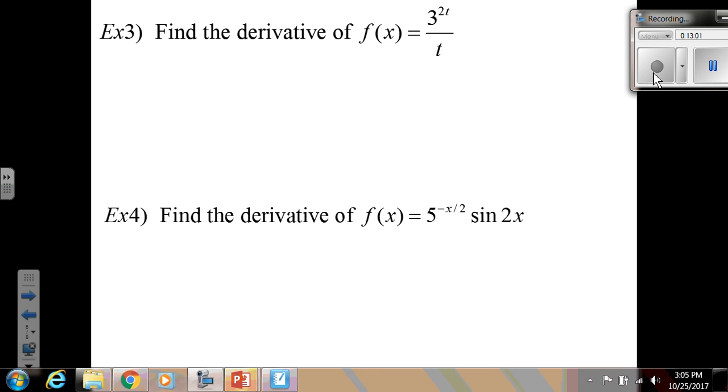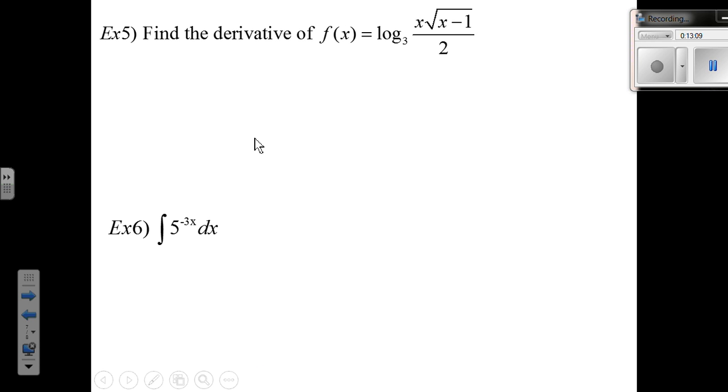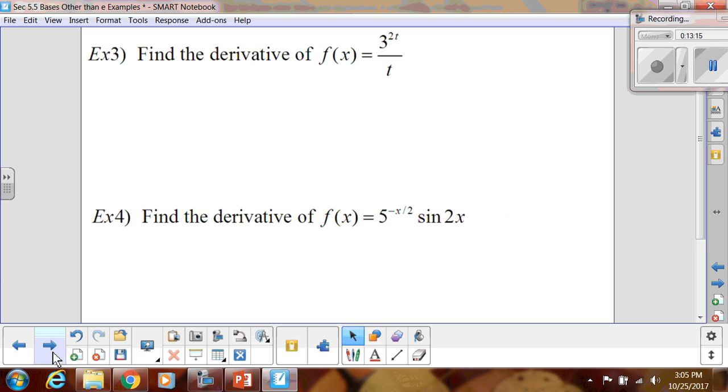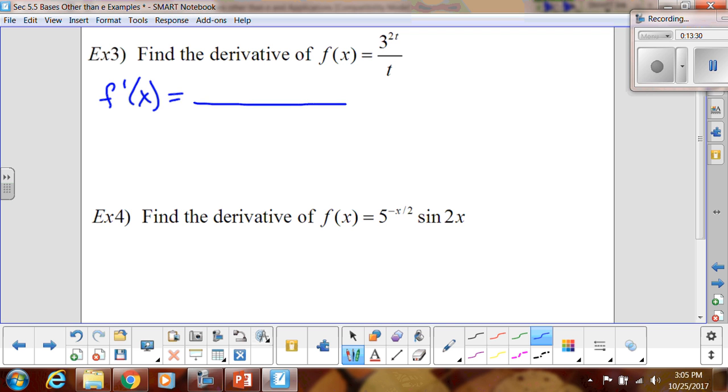All right, so now let's go back to some practice. Let's find the derivative. The derivative of 3 to the 2t over t. So this will be a nice quotient rule reminder. Remember, we have to square the function on the bottom. So our f prime of x, we're going to have t squared in the denominator. And then we start with that function in the bottom. We don't touch it for the first part.